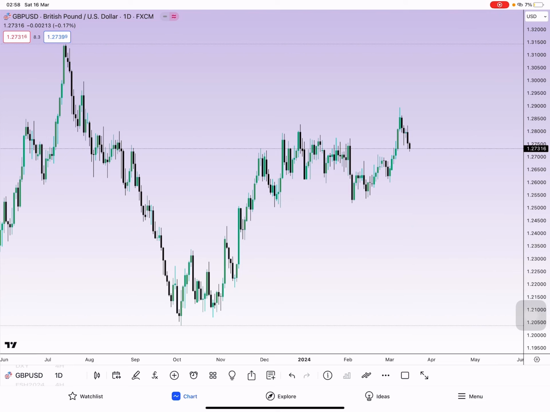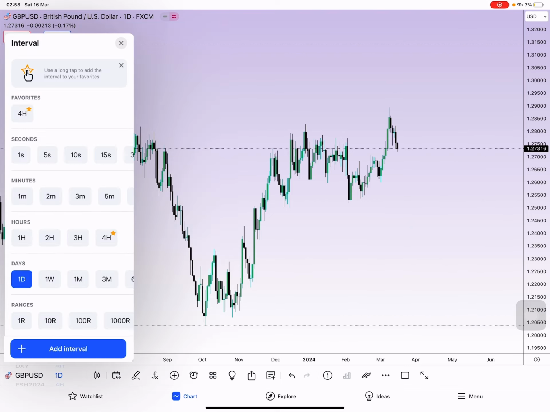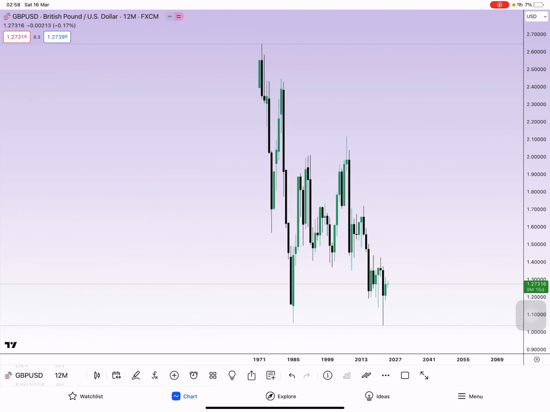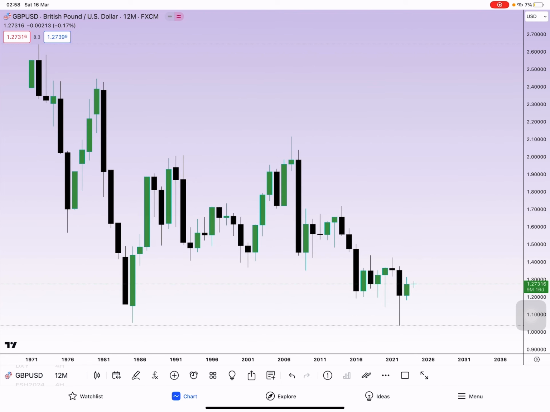Today we are going to talk about GBPUSD, pound dollar. This is the daily time frame chart and let's analyze it on the higher time frame. Let's start from as big as possible, that is the 12 month chart. Let's have a look at it. So what is it telling us?